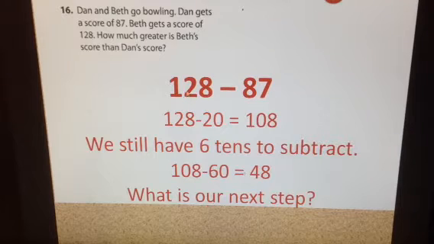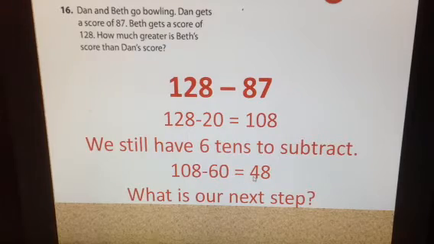So I did 128 minus 20 equals 108, but we still have 6 tens to subtract, because remember we broke that 80 apart into 60 plus 20. So we have 6 tens to subtract. 108, which is the number we ended up with, minus those 6 tens, or 60, equals 48.